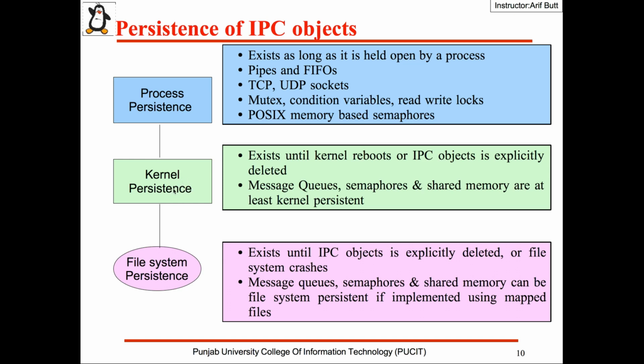A kernel persistent IPC object lives until either it is explicitly deleted or the system reboots. Message queues, semaphores, and shared memory are at least kernel persistent. And the third level is the file system persistence. A file system persistent IPC object lives until it is explicitly deleted or the file system crashes. And the examples are message queues, semaphores, and shared memory if implemented using memory mapped files.